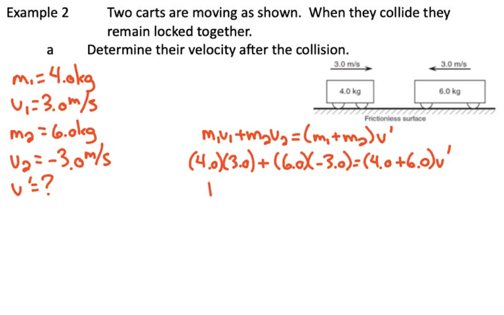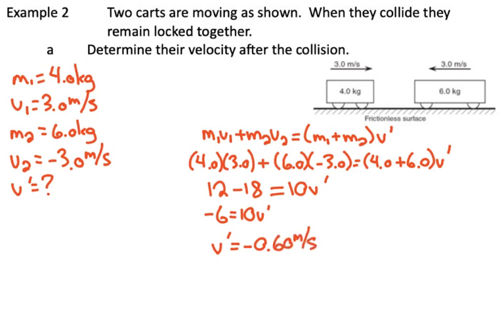Working this out, 4 times 3 is 12. 6 times negative 3 is negative 18. And that will equal 10 V prime. Left side works out to negative 6, which equals 10 V prime. Divide both sides by 10. And needing 2 sig figs, we'll get negative 0.60 meters per second.